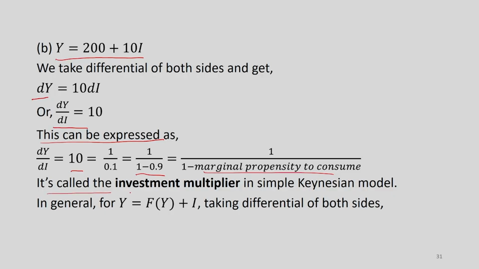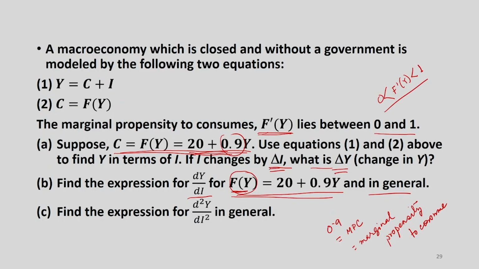This is also known as the investment multiplier in the simple Keynesian model. This sort of model is called a simple Keynesian model, and in this model the investment multiplier dy/di is given by 1 divided by 1 minus the MPC, marginal propensity to consume. But this was the case where the consumption function had this particular form, 20 plus 0.9y.